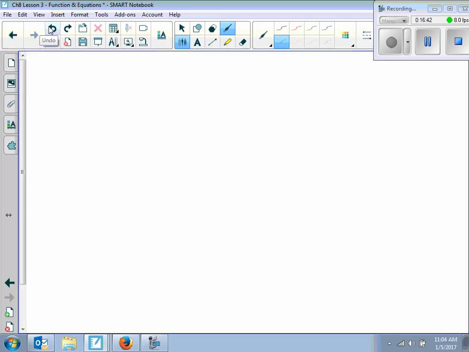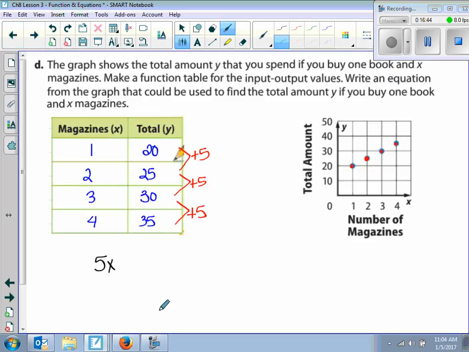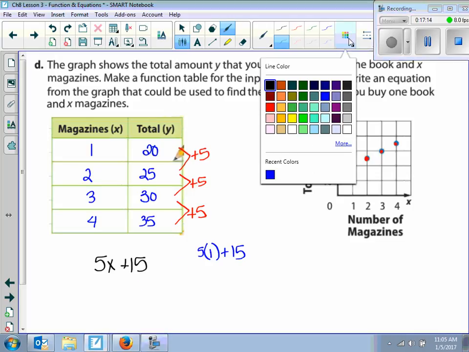All right, so if I multiply 5 times the inputs, let's see if we get our output. So 5 times 1 gives me 5. I need 20. So what am I going to do with this 5 times x? How do I make 5 to 20? To get to 20, we have to add 15 to the rule. Now we can check to see if we'll get that for all of the others.